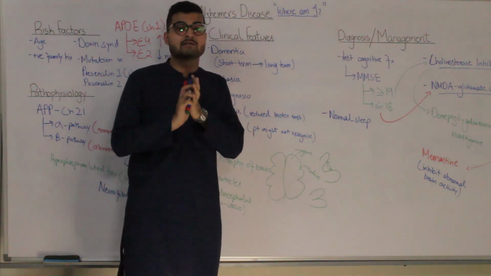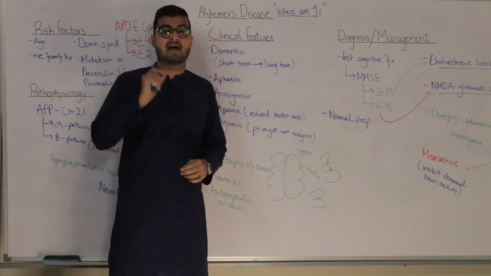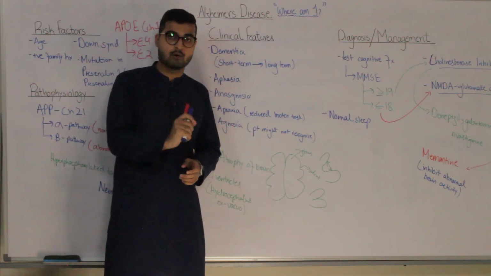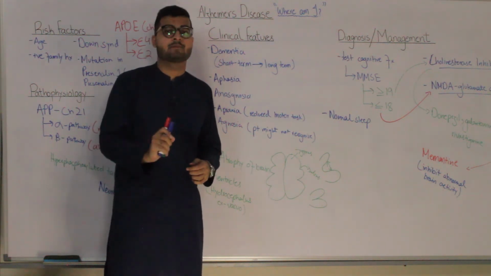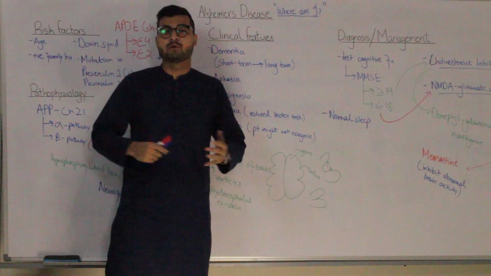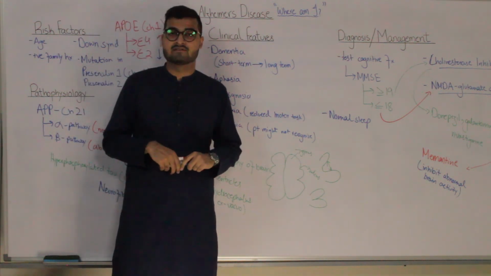Just one thing that you need to understand is that in Alzheimer's disease you will always have progressive dementia. If the question gives you an acute history, do not opt for Alzheimer's disease. So I hope that you were able to grasp the whole concept behind Alzheimer's disease.